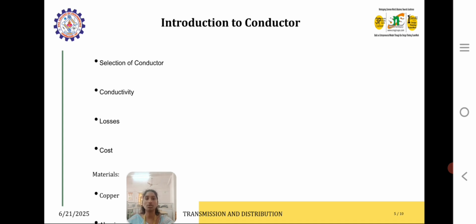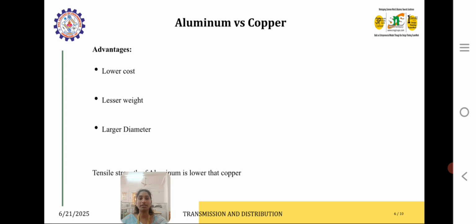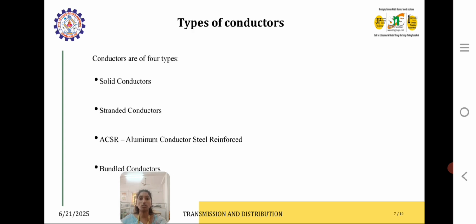Coming to the difference between aluminum and copper. The advantages of aluminum are lower cost, lesser weight and larger diameter, but one drawback is that its tensile strength is lower than copper. That is why we prefer copper for the conductor. Coming to the types of conductors, we have three: solid conductors, stranded conductors and bundled conductors.